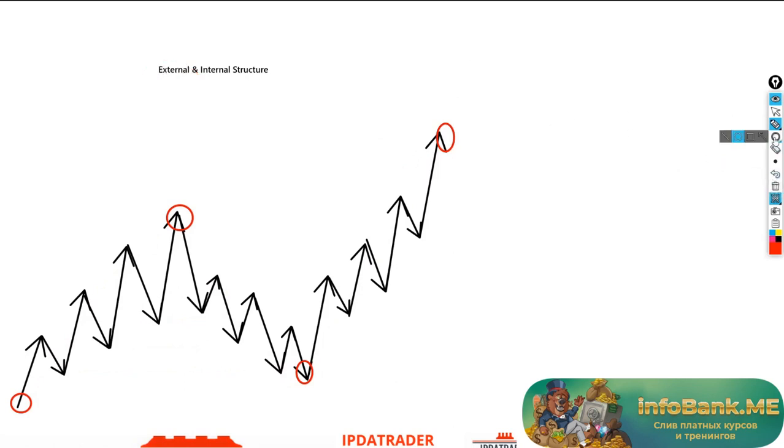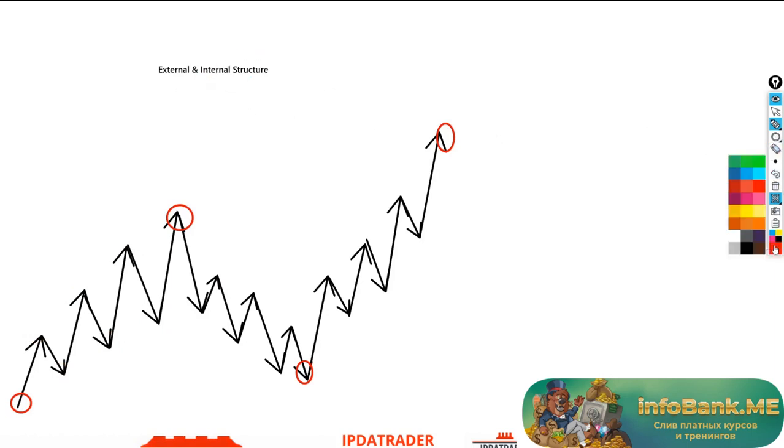Let's take a look at internal structure, right? What would be your internal structure? Well, your internal structure would essentially be anything besides the external, right? Which is essentially all these points right here. All these points right here will be considered your internal structure or internal trend. It's essentially the same thing, right? And as you can see, we can very well have a bullish structure, but a short-term bearish internal structure. So that's where the confusion begins.